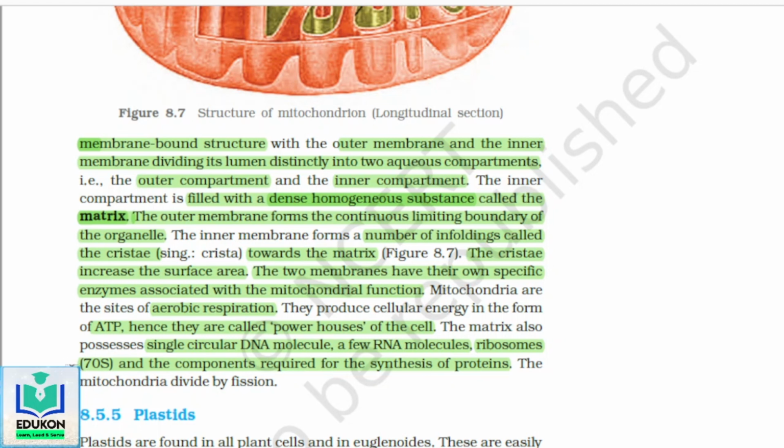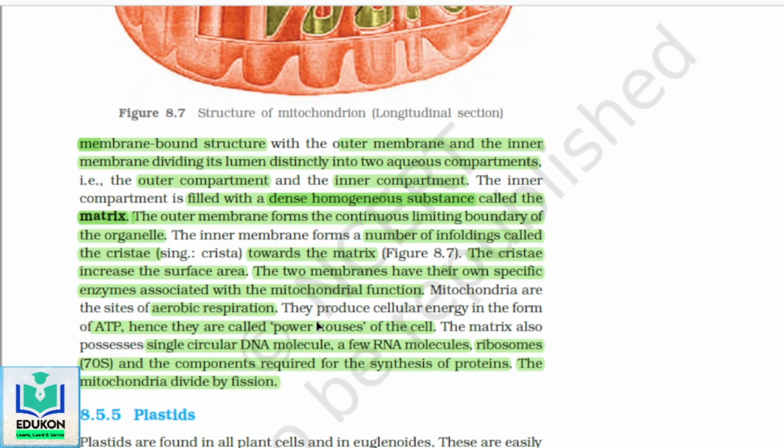What is common? Now here you can extract questions such as, what is common between prokaryotic cells and mitochondria? Presence of 70S ribosomes, presence of 80S ribosomes. You can have multiple options. So in prokaryotic cells we see 70S ribosomes, and we also see the same ribosomes in mitochondria, and it also contains the components required for the synthesis of proteins. And here the mitochondria divide by fission. So these are all the important points. You need to remember all this.